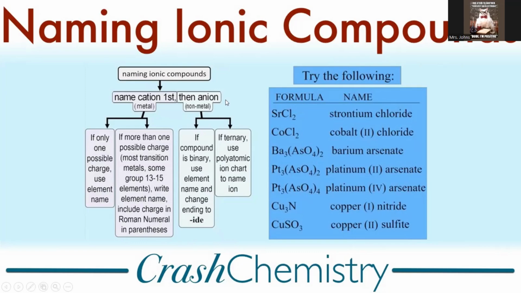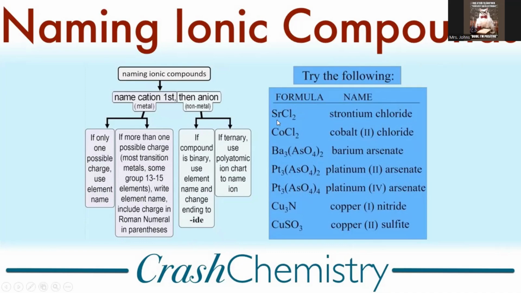Then on the anion part, if the compound is binary, so that means there's just two elements altogether, the cation and then the element for the anion, just change the ending to "ide." But if it's a polyatomic anion, then you use the name from the chart that we just looked at. Okay, now I know that was confusing, but I think it'll make more sense once we start doing it.